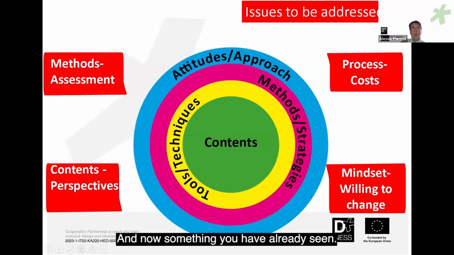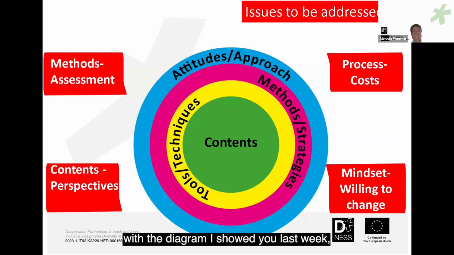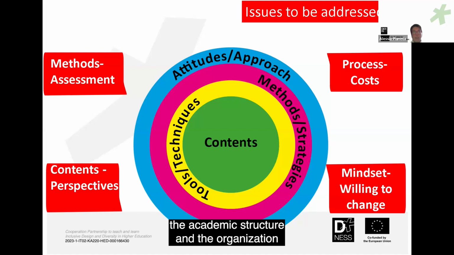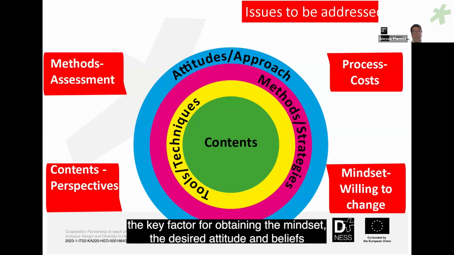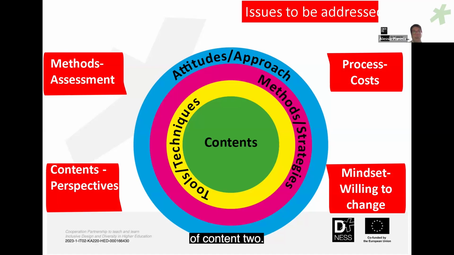And now something you have already seen. Here we are again with the diagram I showed you last week, the one summarizing the DESIG approach. So far, we have quickly explored methods, the process that should involve the academic structure and organization, the key factors attaining the mindset, that is attitude and beliefs, and somehow we have examined the topic of contents too.